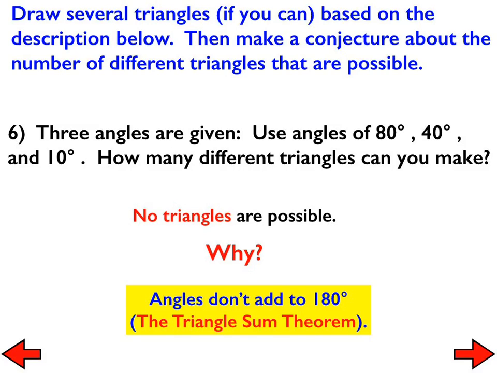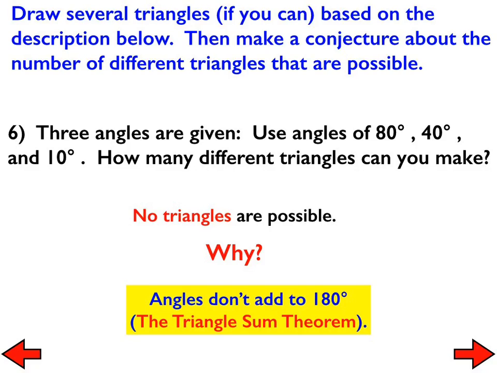Why? Because of the triangle sum theorem. The triangle sum theorem, one more time, tells us, and you should be adding that to your notes, that the angles in a triangle have to add up to 180. And in this problem, the angles don't add up to 180. 80 and 40 and 10 only makes 130. All right, any questions with number 6? The reason why we can't make a triangle here is the 3 angles don't satisfy the triangle sum theorem. It's not possible. We cannot create a triangle with those 3 angles.